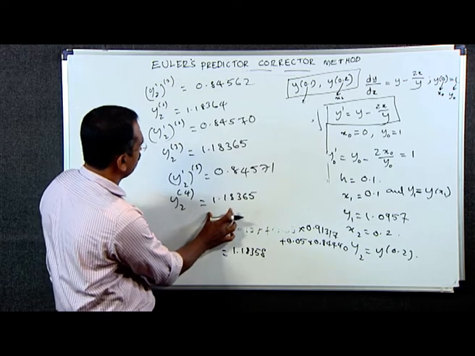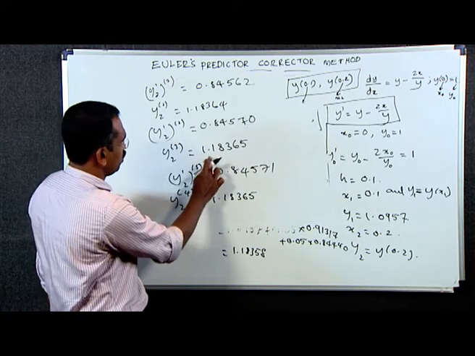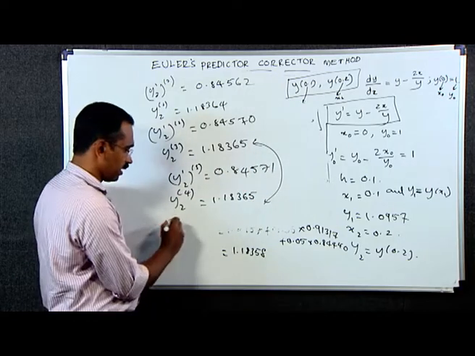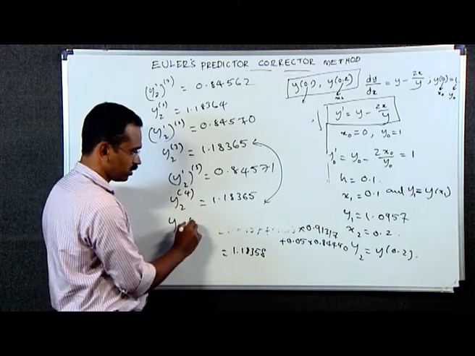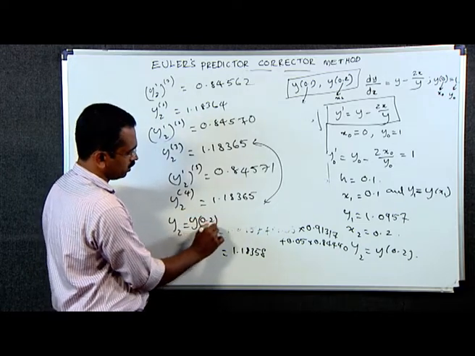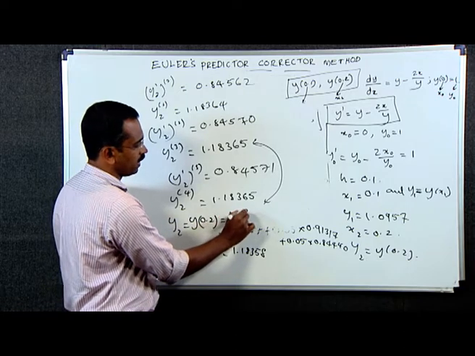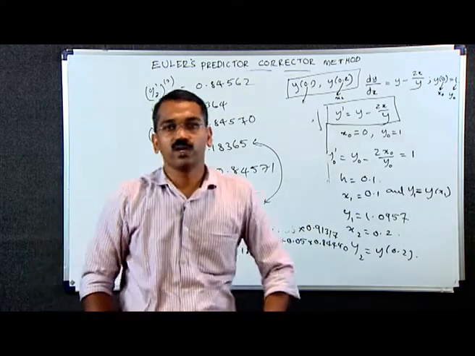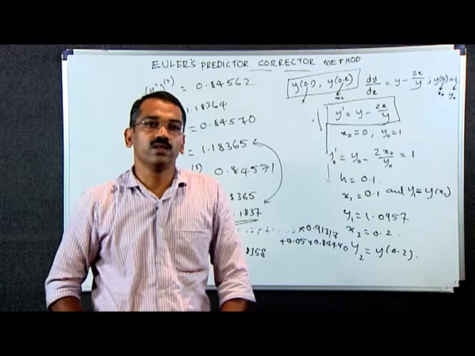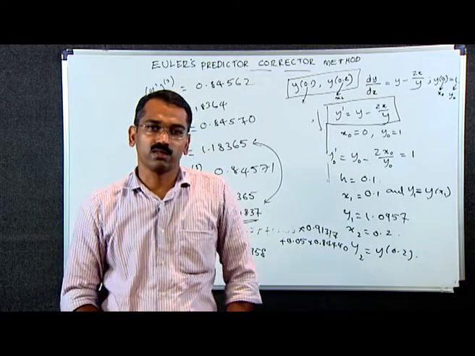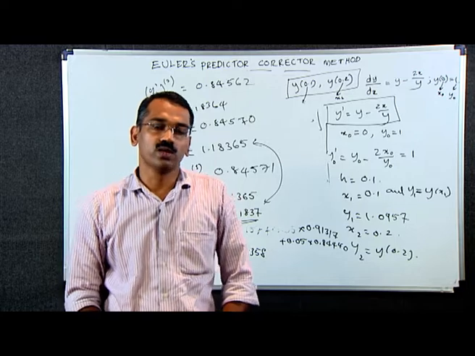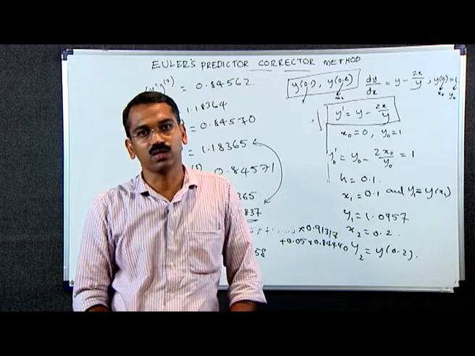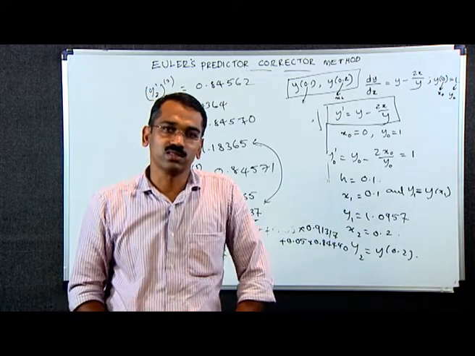Here we obtained y2(3) as 1.18365. Therefore, the convergence is attained, and hence we take the value of y2, that is y of 0.2, as 1.1837 approximately. Now, let me conclude this session. In this session, we discussed Euler's predictor corrector formula to solve the ordinary differential equation of the form dy by dx equal to f of x, y, given that y of x0 is equal to y0.